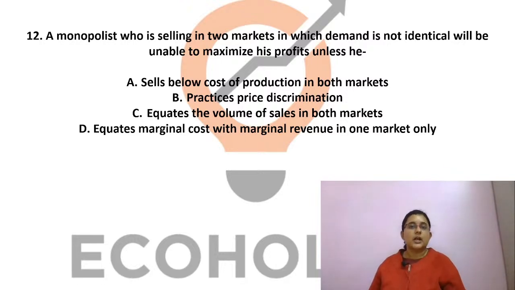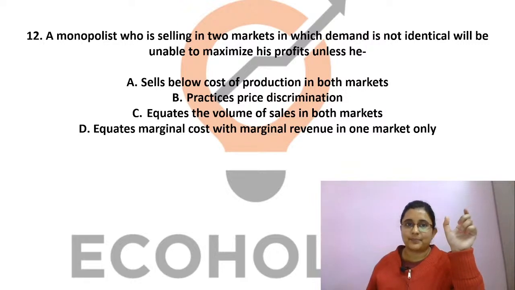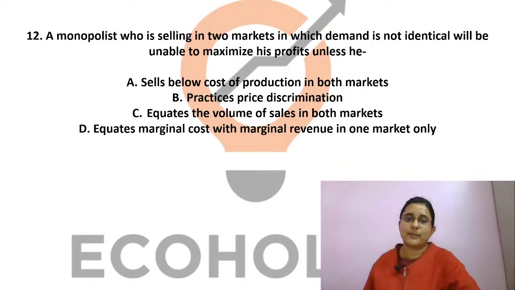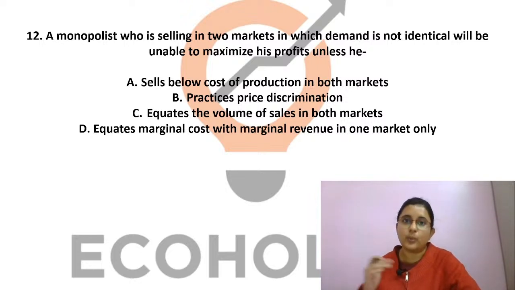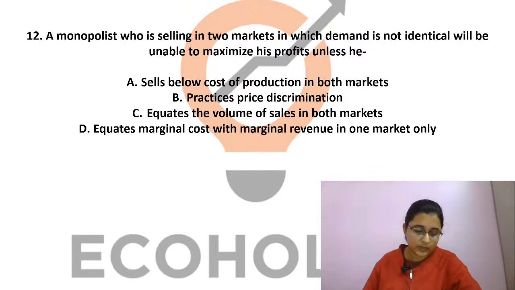So there is a monopolist who is selling in two markets in which demand is not identical. Demand is not identical in both the markets. He will be unable to maximize his profit unless... so in order to maximize his profit, what should he do? Question number 12. The key term here is selling in two markets. Now tell me, what should be the right answer? I have given you a hint as well. He is selling in two markets. So, in order to maximize his profit, what will he do?